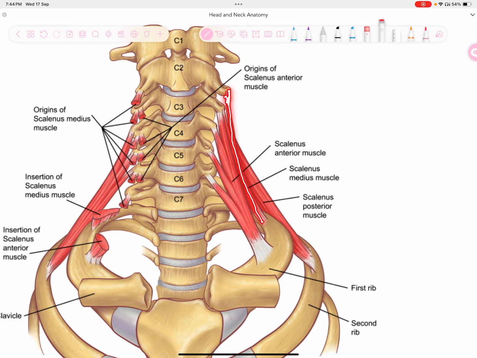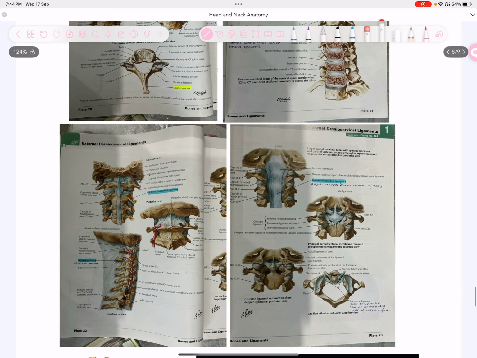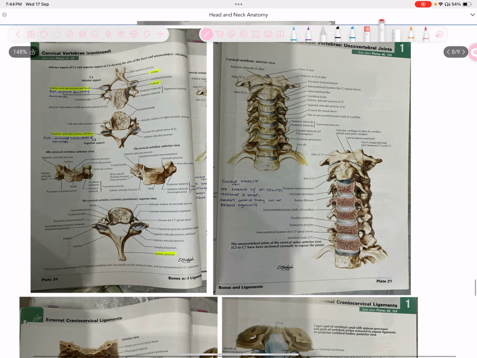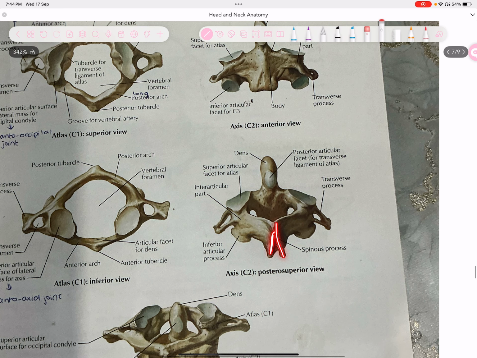So the transverse process is giving origin to levator scapulae, scalenus medius, splenius cervicis posteriorly, and the intertransverse muscles are attached to the upper and lower surfaces of the process. The spine gives attachment to the ligamentum nuchae. So where's the spine? That's the spine. Let me find it. Yeah. So it gives attachment to ligamentum nuchae. And also there are a few muscles that are originating, so you can read that.